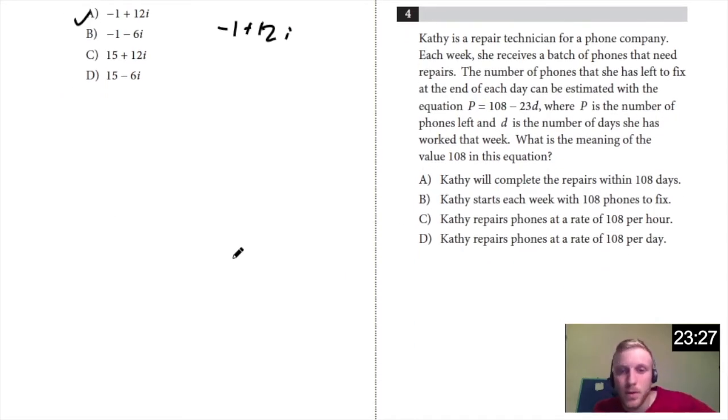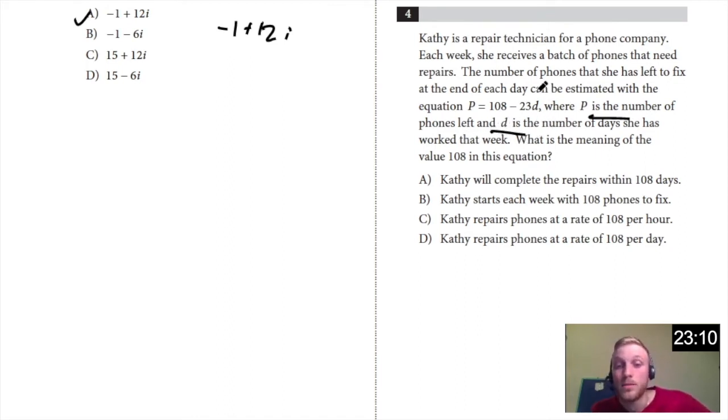Okay, question 4. Kathy is a repair technician for a phone company. Each week she receives a batch of phones that need repairs. The number of phones that she has left to fix at the end of each day can be estimated with the equation P equals 108 minus 23D, where P is the number of phones left, and D is the number of days she's worked.